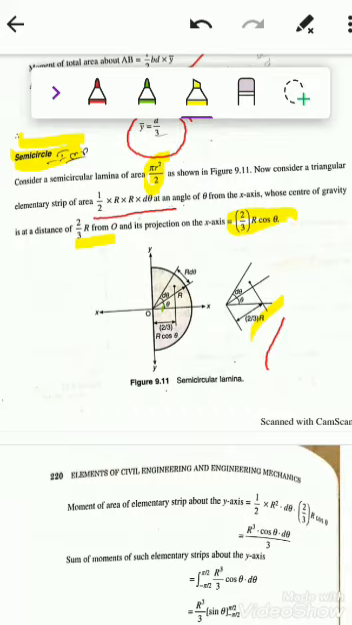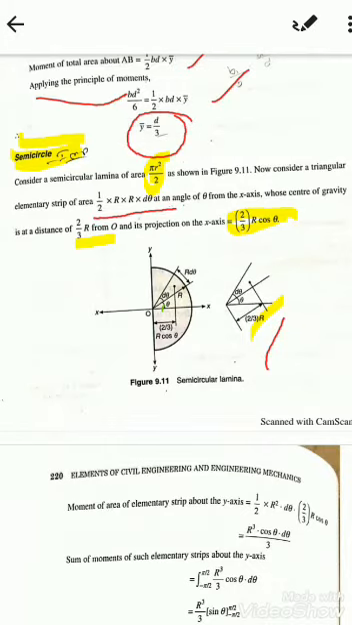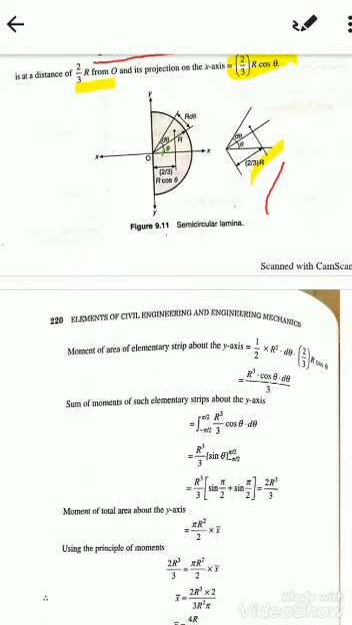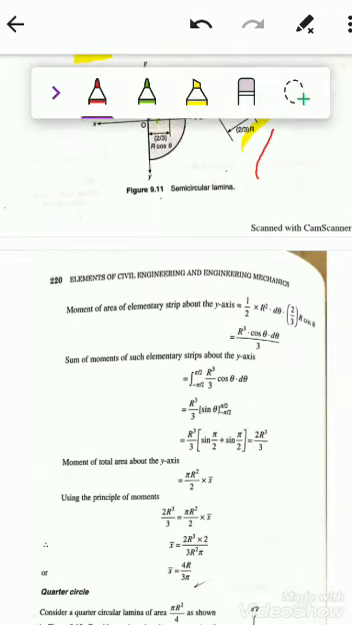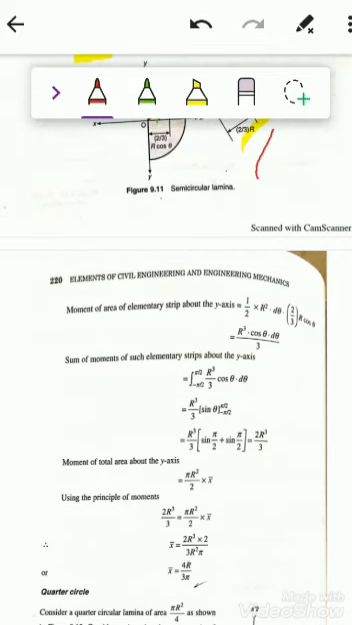You have to calculate the moment of this elementary strip, the moment of the summation of elementary strips, and the moment of the entire semicircular lamina. So let us see the next part. Now consider the moment of the elementary strip about the y-axis. Moment is nothing but area into perpendicular distance.